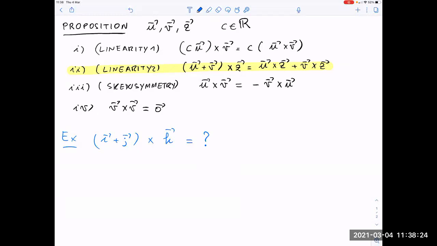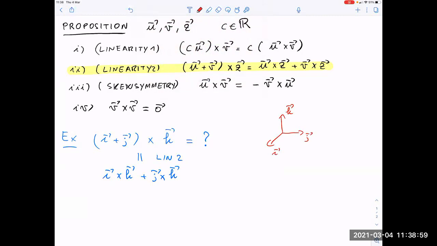Well, let's do that. The idea is I want to use linearity. In this case, I use linearity 2. So I get i cross k plus j cross k. And then clearly we have to remember how to compute the basic cross products among the unit vectors i, j, and k. Okay, so what do you do here?